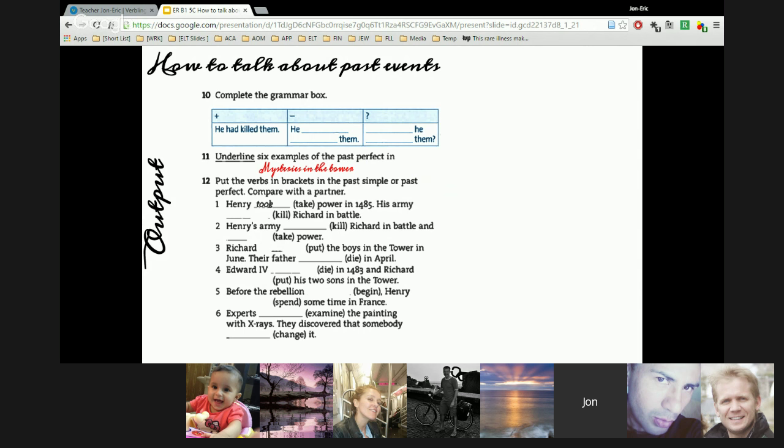For example, Henry took power in 1485. His army blank Richard in battle. Ah, there's the battle picture we saw. Mr. Ahmed, what's the right answer to number one, for the second part? Henry took power. Right? His army killed in the past. His army killed, or had killed? Which is it? Killed or had killed? I think it's had killed. Had killed. When Henry took power, his army had killed Richard in battle.